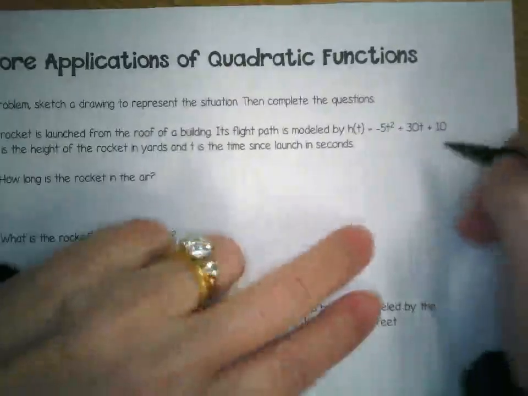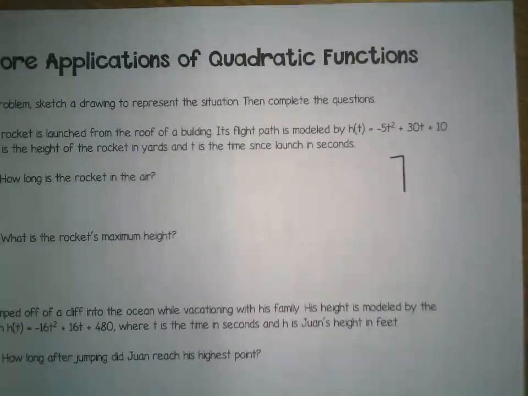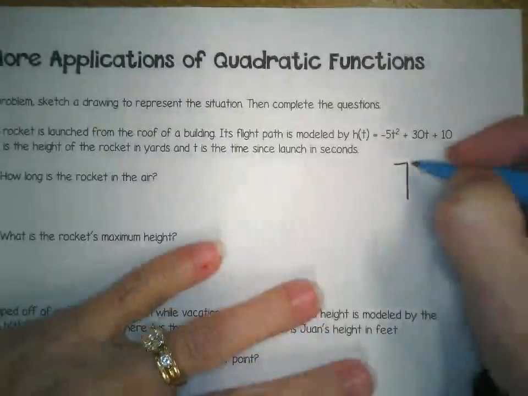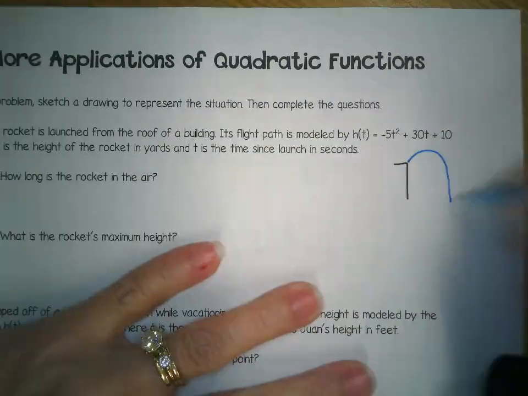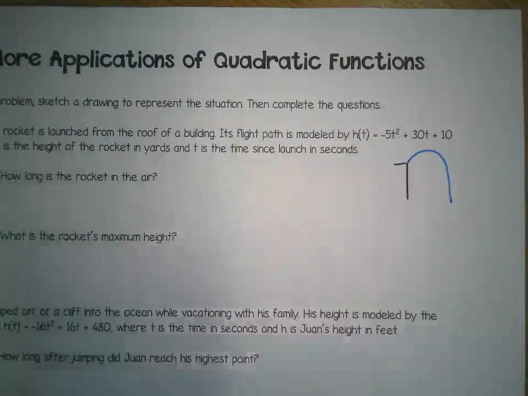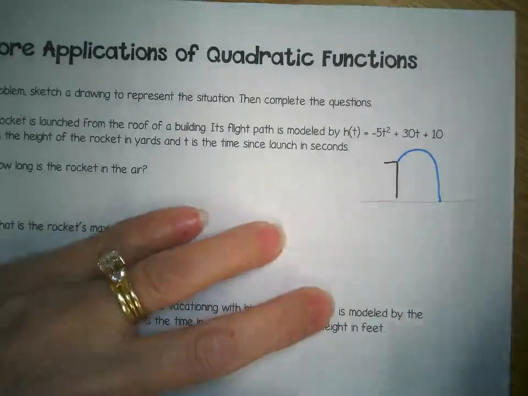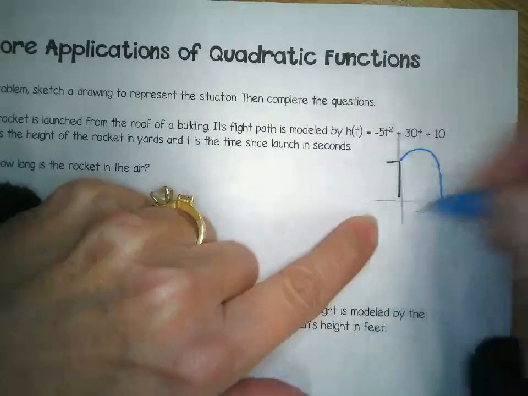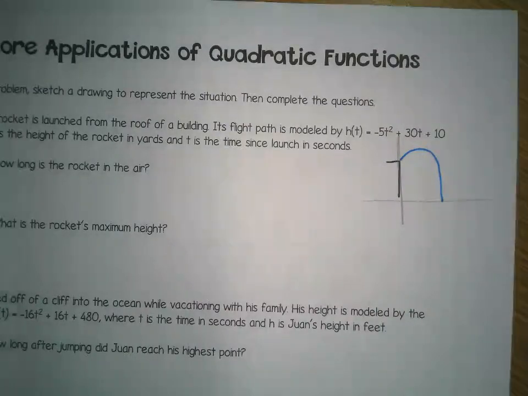So what's happening here is we have a building. I'm just going to say that's my building right there. And then the rocket is being launched from the top of the building, and then it's going to come down and hit the ground. So I'm thinking this is the x-axis, because this would be the ground. And this would serve as the y-axis, because this parabola is not starting from the ground. The rocket is being launched from the top of a building.